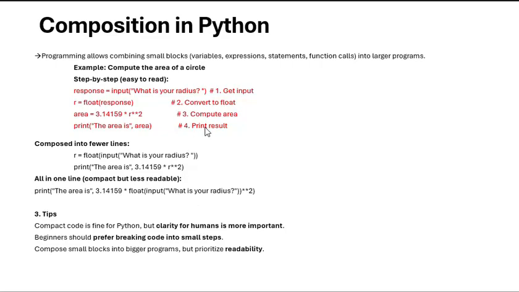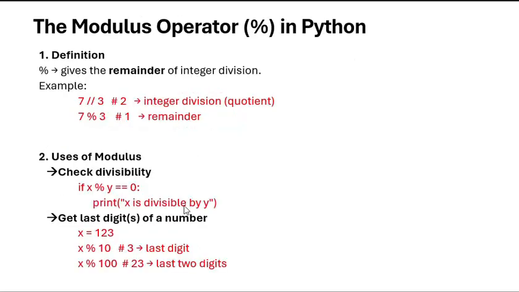Here, make sure you prefer the method by which you can read and write the program easily. Let us see the modulus operator in Python. It gives the remainder of the integer division. For example, 7 modulus 3, you will get 1 as the remainder. To find out the remainder, we use the modulus operator.